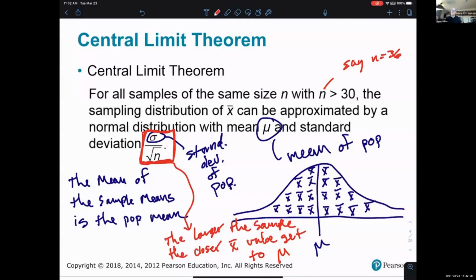So instead of 95% of people being between 5'1" and 6'1", I will have 95% of my sample means be between 6.4 inches or 6.5 to 7.5. 95% will be within that 1.2 inch range instead of within that 1 foot range. So the larger the sample size, the tighter the mean values of samples will be to the mean value of the population.